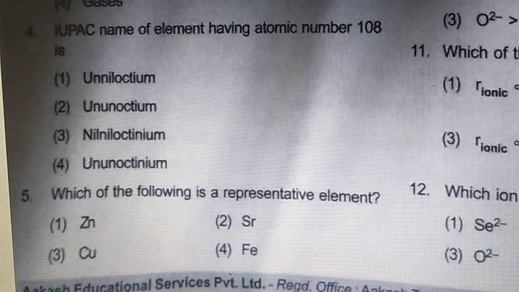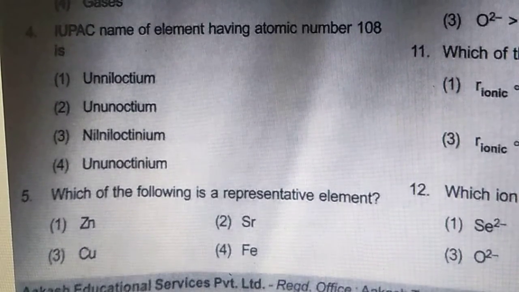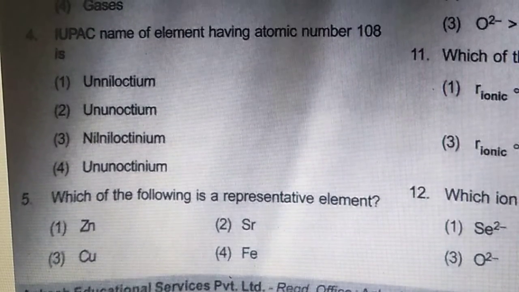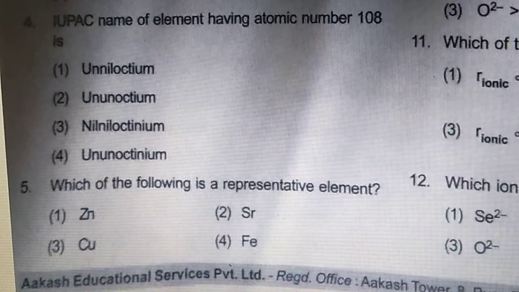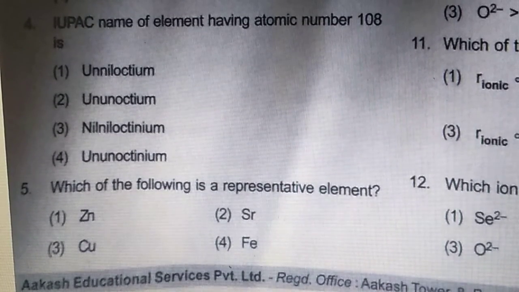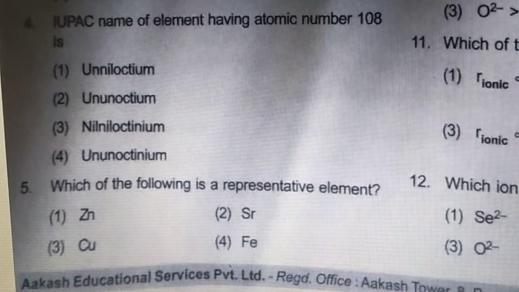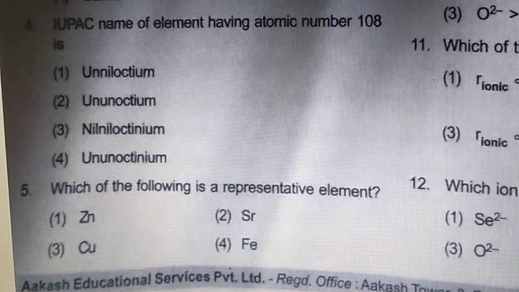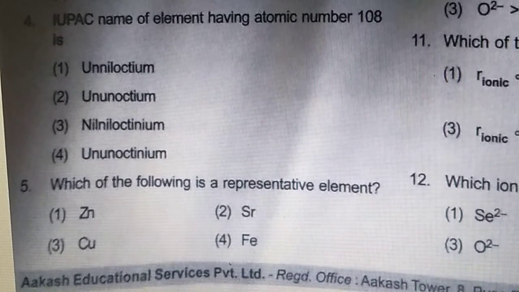The best option will be Sr. No, this is strontium. Sr is strontium. Sr will be your representative element, compared to the d block elements, which are not representative elements. Only p block and s block elements are known as representative elements. d block and f block elements are known as non-representative elements. So which one is the p block or s block element? If you see zinc, copper and Fe, they are all d block elements. But strontium is what, student? An s block element of group 2. So the correct option will be option number 2.